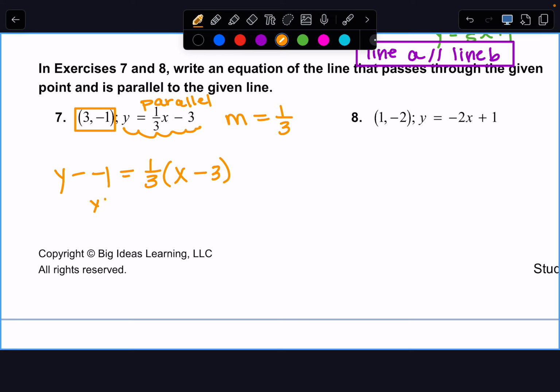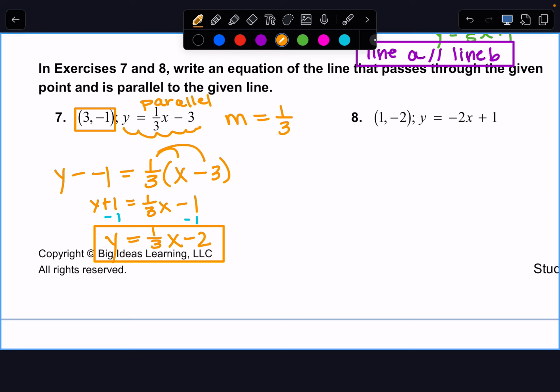Y plus 1 equals 1/3 x. What does that equal? What's 1/3 times -3? Okay, -1, right? Then we need to subtract 1 from both sides. So y equals 1/3 x minus 2.